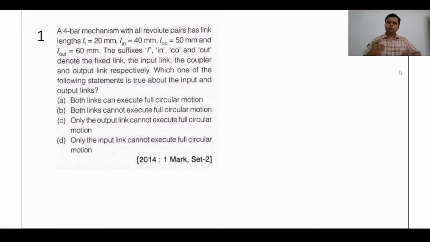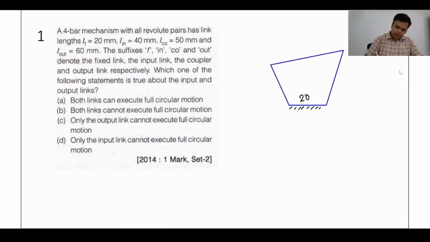Let us first try to draw the mechanism. This is the smallest fixed link, 20 mm, this is the input link, 40 mm, this is the coupler and this is the output link. So the smallest link is fixed, 20 mm, the input link is 40 mm, the coupler is 50 mm and the output link is 60 mm. Right, this is the configuration given.